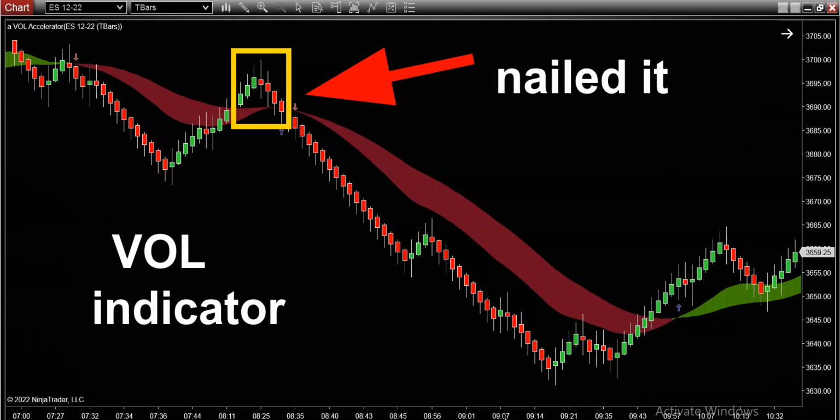And for all my customers out there who are using this volume indicator today, I know you absolutely crushed it. There were hundreds of potential ticks and pips to be had today, and I cannot wait to see what this market's going to do tomorrow.